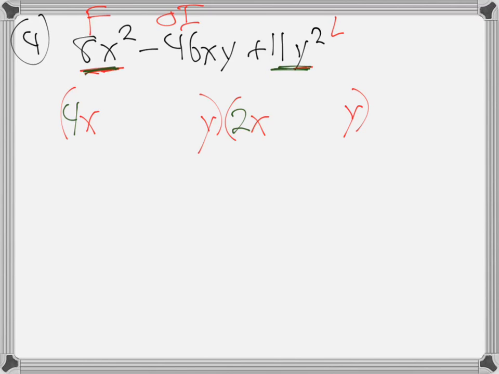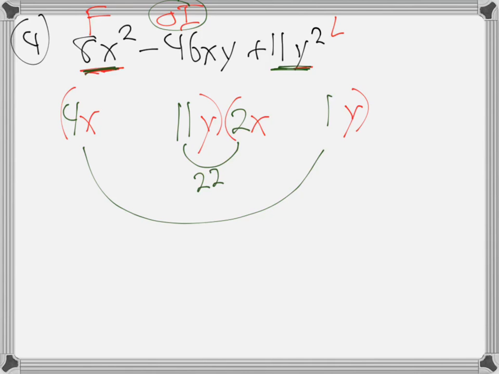What times what makes 11? Yeah, there's only one option there. 1 times 11, but what order? I'm going to do it wrong like I always do. It's not that order. How do we know? Well, we try the OI, which is the two inner. No signs yet. Notice no pluses or minuses. Save that for the end, for the middle term.